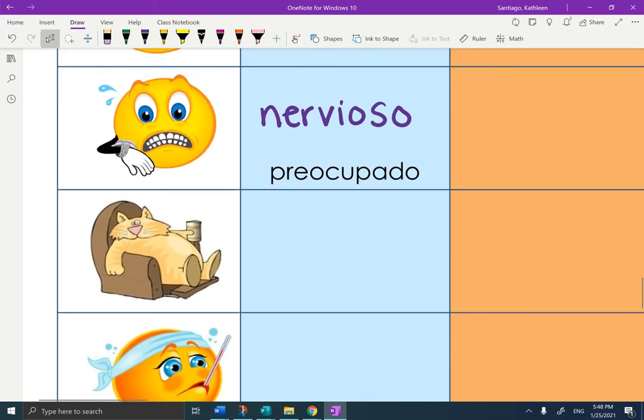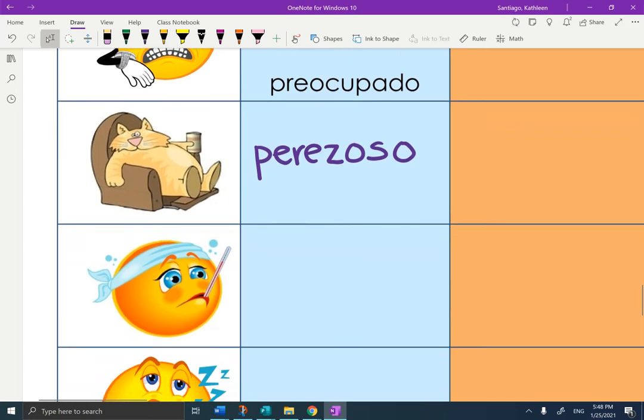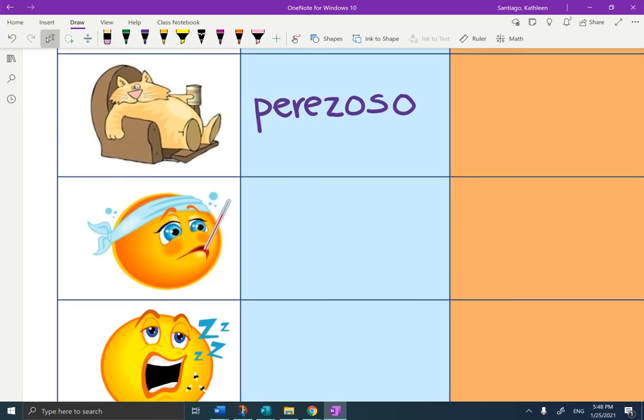This can be a trait of a person, or you can be feeling that way for a day or an hour. Me siento perezoso. Estoy en la silla. Me siento perezoso. Me siento enfermo. Estoy enfermo.